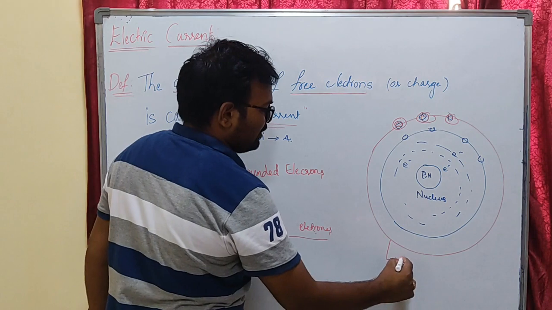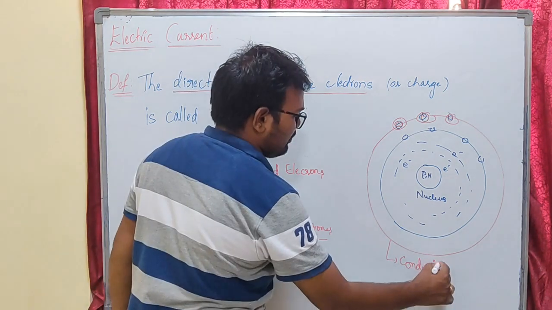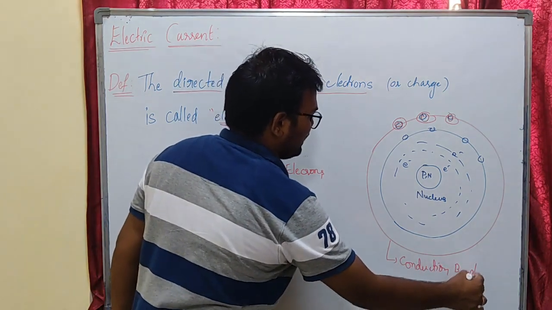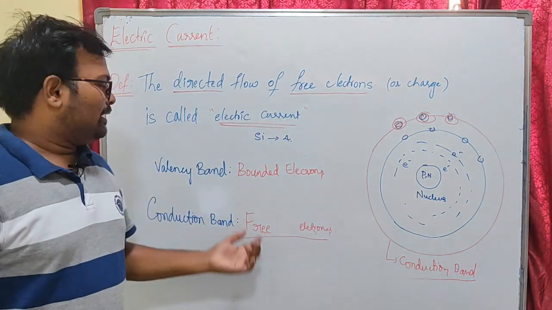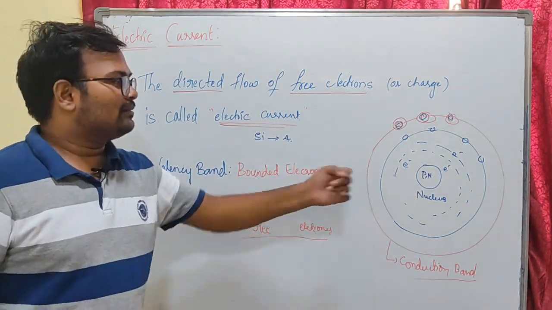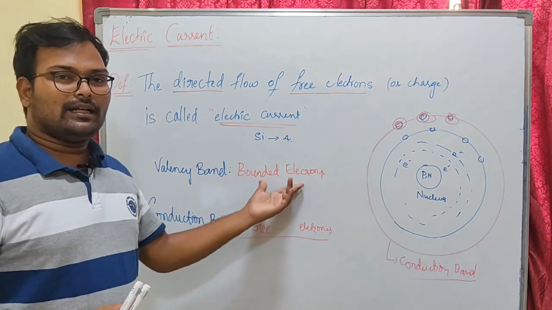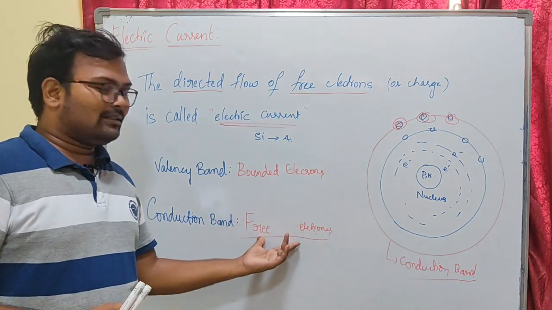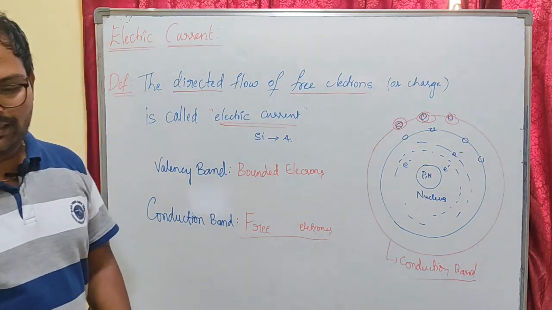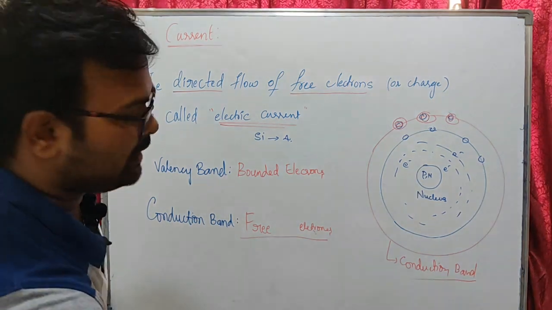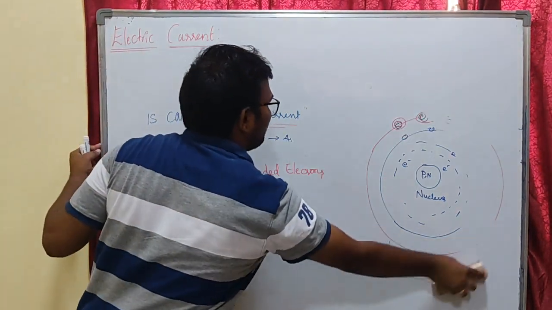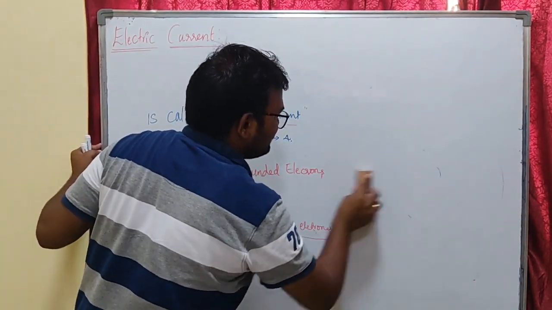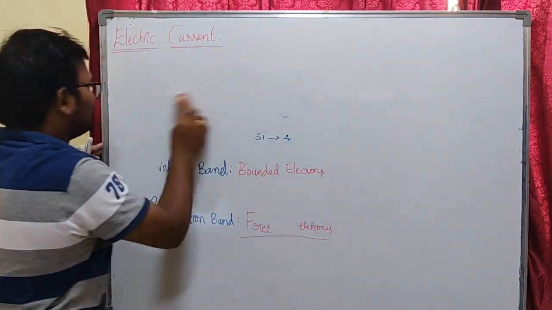This is my conduction band. The electric current is only due to free electrons in the conduction band, and it is not due to electrons in the valency band. Bounded electrons cannot contribute electric current, but free electrons can. So this is the definition of electric current: the directed flow of free electrons. I hope you understand the definition. It is only due to the free electrons in any atom.